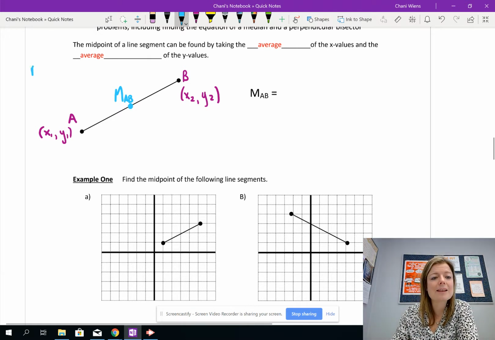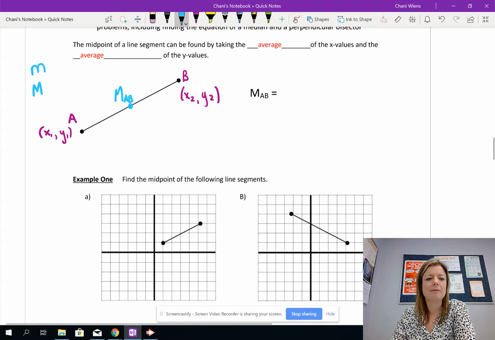So little m has rounded humps, that's slope, and midpoint is the pointed m like that. So that's how you can tell the difference. So the midpoint of AB, the x value is you just take x1 and x2 and find the average. It's just the halfway point between the x values.